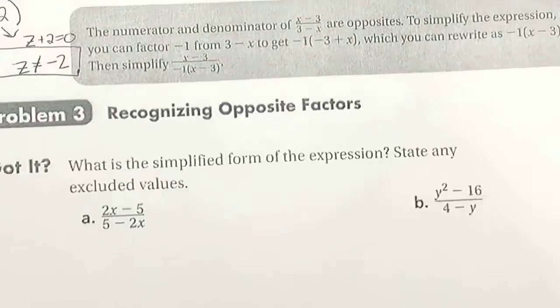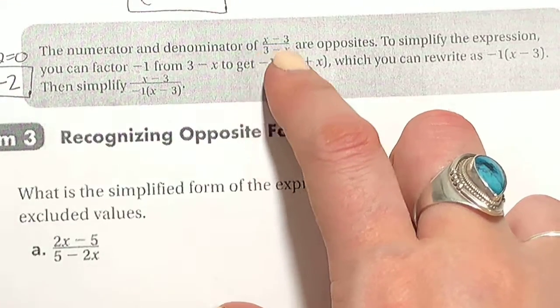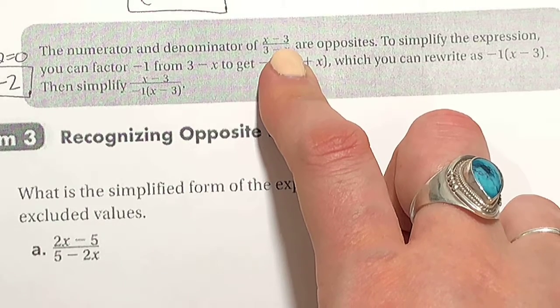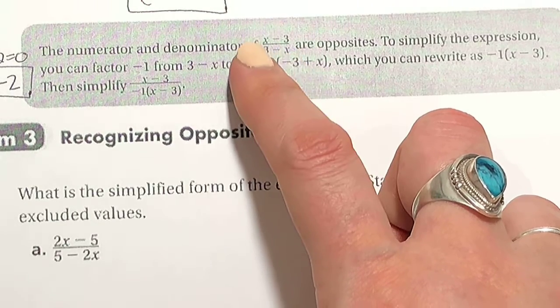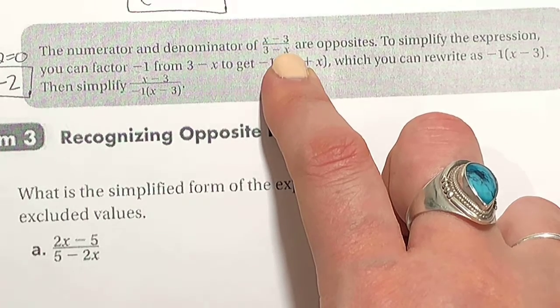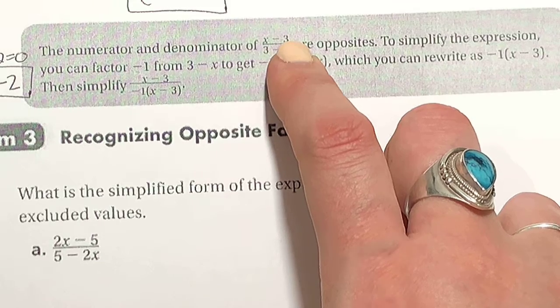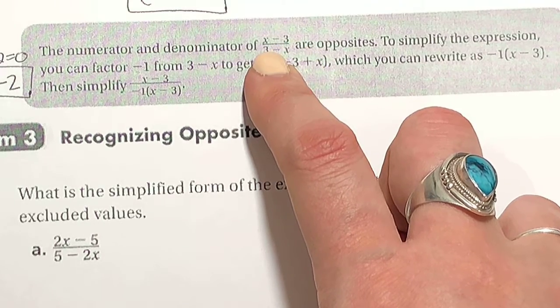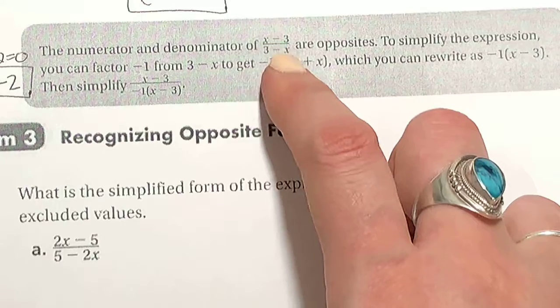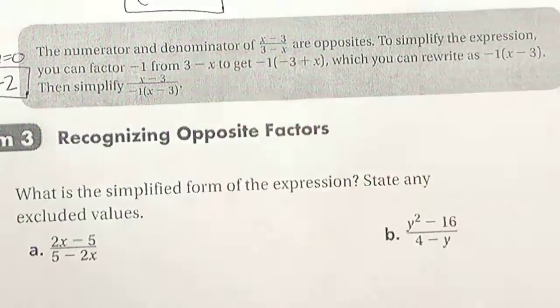So opposite factors happen, let me zoom in a little bit so you can see a little clearer, when the top and the bottom are almost the same, but not quite. So if we look at this numerator, we have x minus 3. X is positive, 3 is negative. On the bottom, we have 3 minus x. So the signs have flipped. Negative 3 on the top, positive 3 on the bottom, positive x on top, negative x on the bottom. So the only difference between those two parts are the signs.